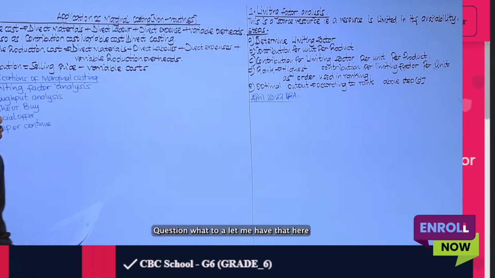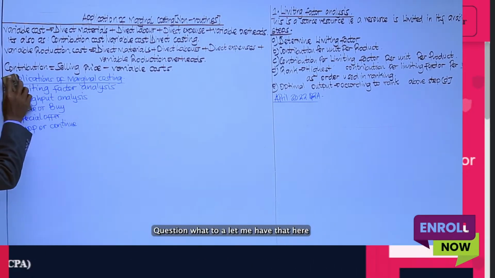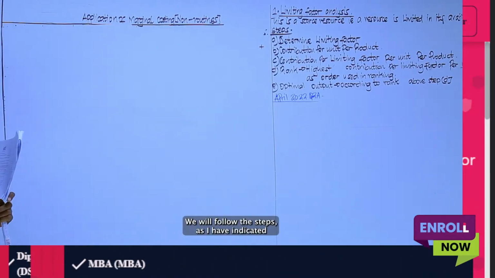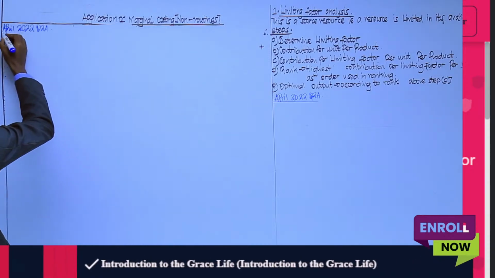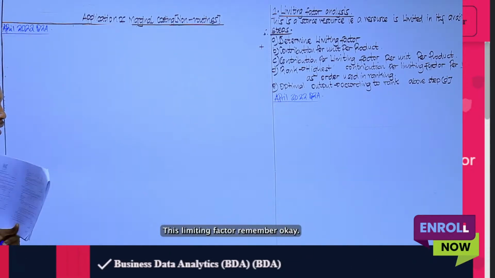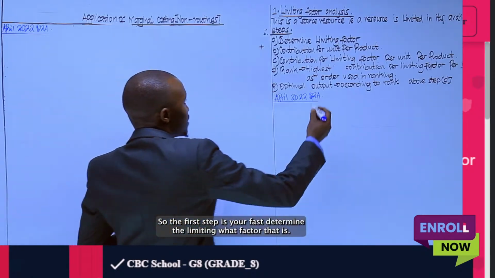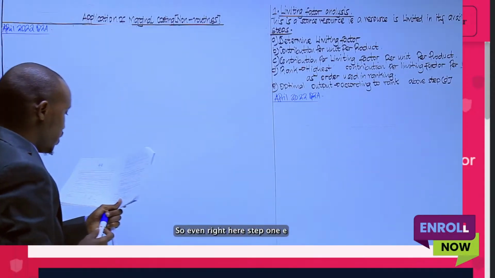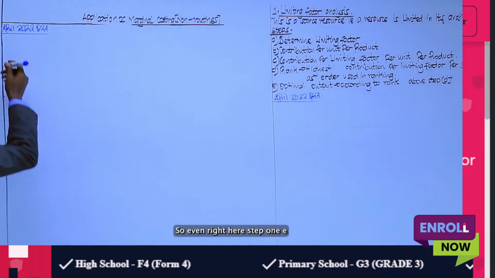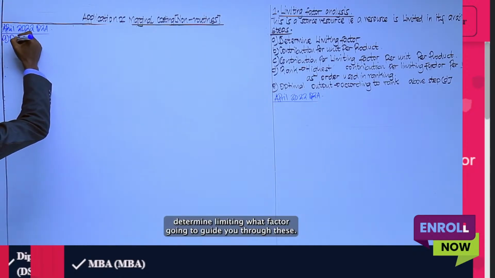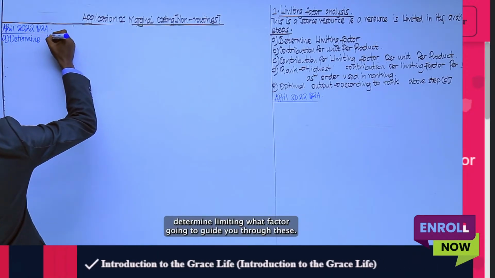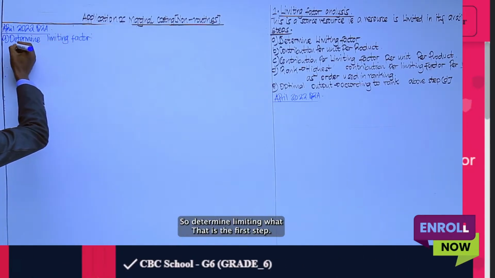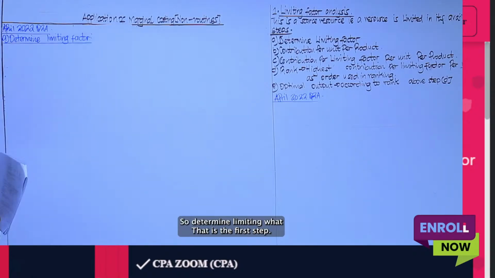So I want us to tackle this question of April 2022, Question 2A. We will follow the steps as I have indicated. It is limiting factor, remember. So the first step is you first determine the limiting factor. That is step number 1. Step 1: determine the limiting factor. I'm going to guide you through this slowly so that you see what is happening.